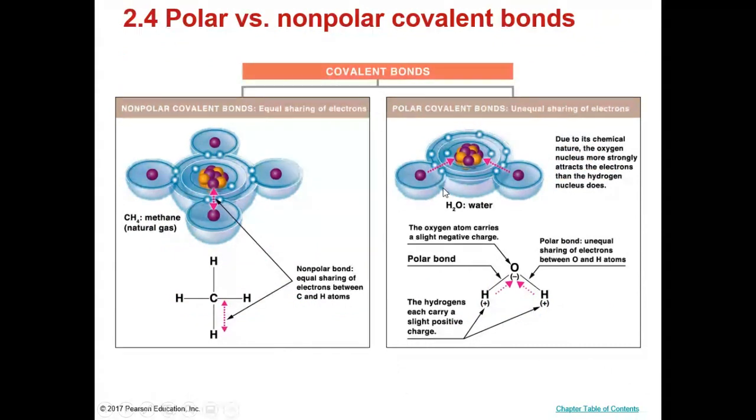Then we get into the polar covalent bonds, which is a non-equal sharing of electrons, such as these 3 atoms in a water molecule. We have an oxygen in the middle, we have a hydrogen, and another hydrogen right outside. So electrons are being shared, but they're being shared unequally, so unevenly, if you will. Right, so again, polar covalent bonding.